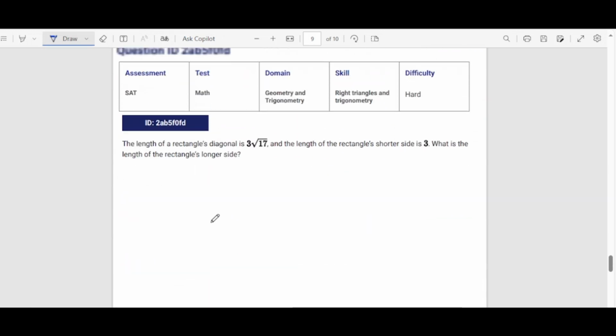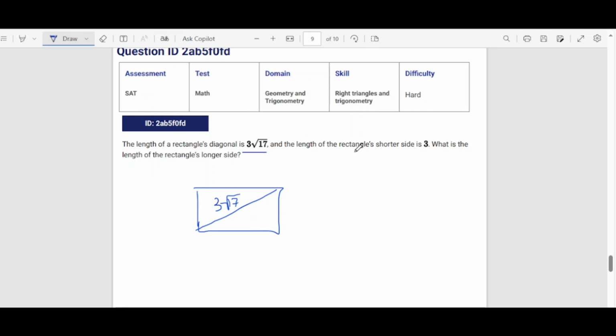Next question. The length of a rectangle's diagonal is 3 under root 17. All right, so we've got another triangle here, and the diagonal length is 3 under root 17, and the length of the rectangle's shorter side, which is the width, is 3. What is the length of the rectangle's longer side? So they are asking us to find this x.